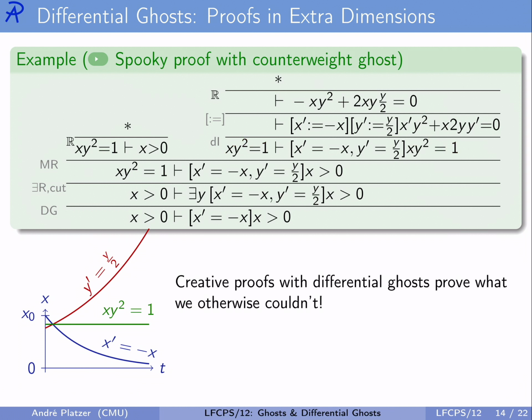What does that tell us? That tells us that differential ghosts are really powerful, right? They can prove things we otherwise couldn't. That should make us nervous. Can they maybe prove too much? Are differential ghosts actually really sound? They're apparently useful. Are they too useful? Well, this example is fine because, indeed, the solution will always stay positive. Are there other cases where differential ghosts would prove things that aren't actually true?